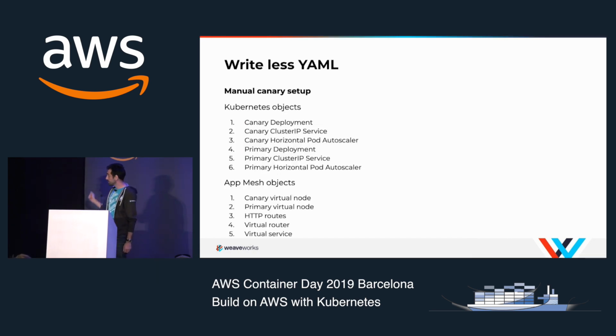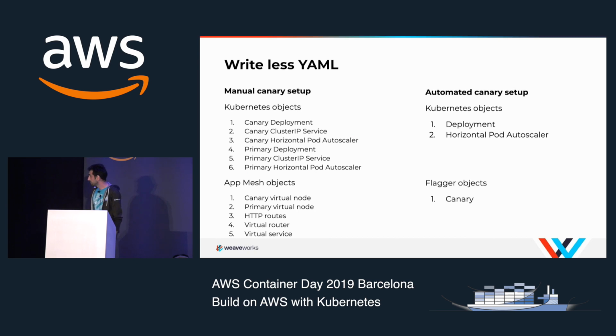The last thing I want to show you is about YAML, right? So let's say you want to set up today a manual canary setup with AppMesh. So you have to create all these objects. You have to create Kubernetes objects for the canary and the primary. Maybe you want a horizontal pod autoscaler so your application doesn't crash under load. Afterwards, you have to create all the AppMesh objects: virtual nodes, HTTP routes, virtual services, right? So for a single app, you have to create all these things. Now, maybe you have secrets or config maps. You also have to duplicate all those, right? So you have a lot of YAML to write, hundreds of lines of YAML.